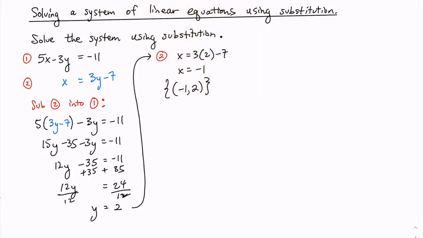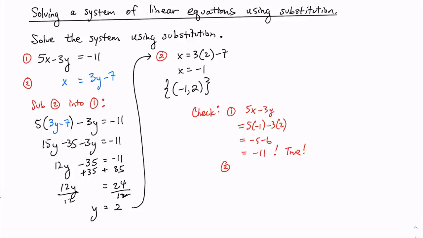Just for kicks here, why don't we check? Let's check equation 1. Let's look at this expression of 5x minus 3y. And let's see what this yields if x is negative 1 and y is 2. This is negative 5 minus 6. And what is that? That's negative 11. And so yes, indeed, equation 1 is true. Isn't that cool? Why don't we check equation 2 as well?